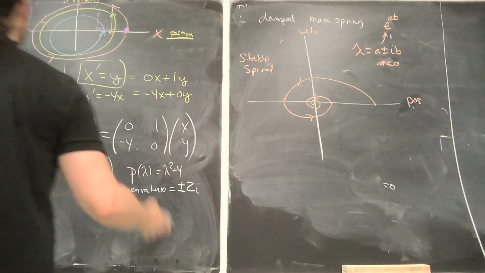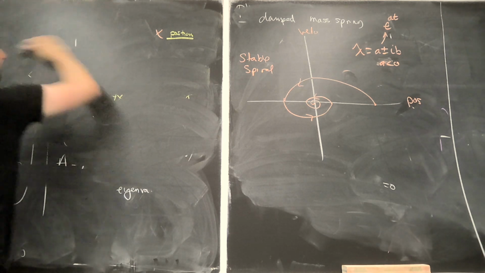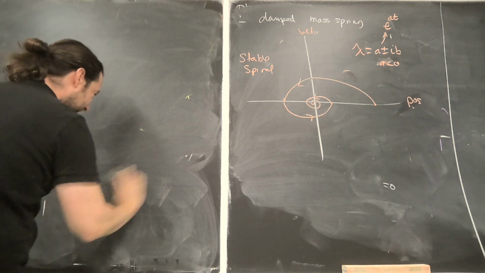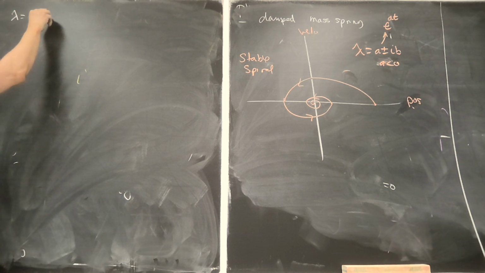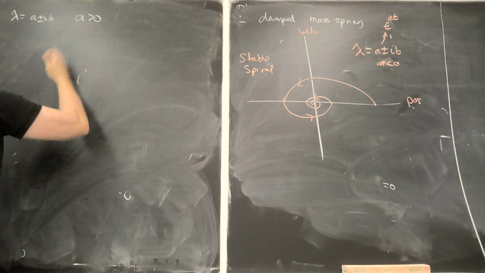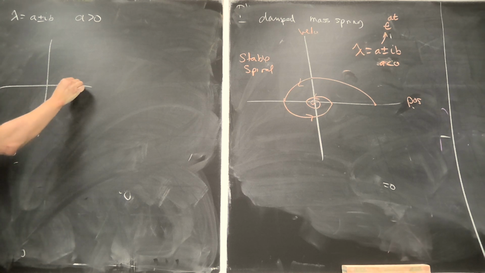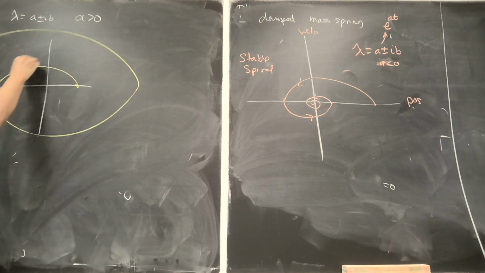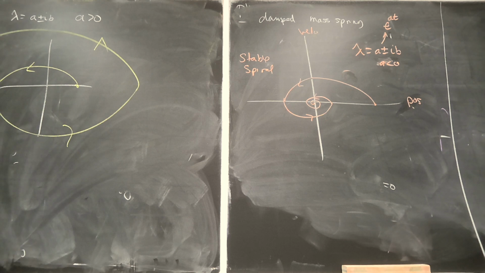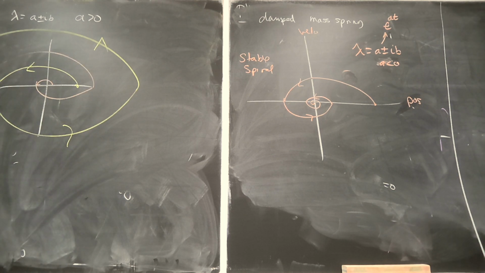Okay, now this isn't physically realistic, at least for a mass spring system. But what if you had eigenvalues, what if you had lambda equal to a plus or minus ib, where a is a positive number? So you're going to be at equilibrium somewhere. So you start here, and then the spring starts to oscillate, but every time it goes further. This is called an unstable spiral.